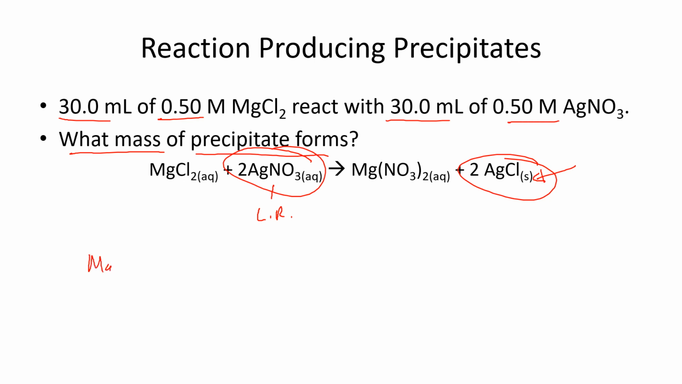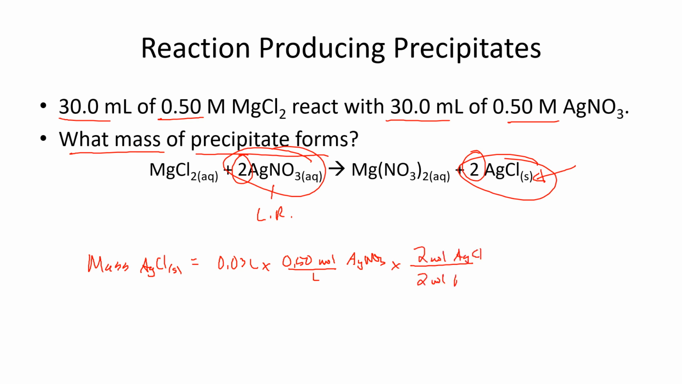So if we want to know the mass of the silver chloride precipitate, then we can start with the 0.03 liters times the 0.50 moles per liter of the silver nitrate. And then that gives us moles, and we're going to do the mole ratio. So nice easy one there, 2 to 2. So we're going to get 2 moles of silver chloride for every 2 moles of silver nitrate. And then we just need the molar mass of the silver chloride to finish this off.